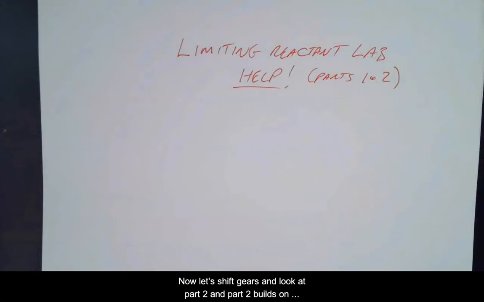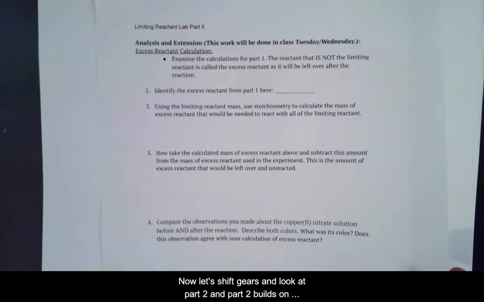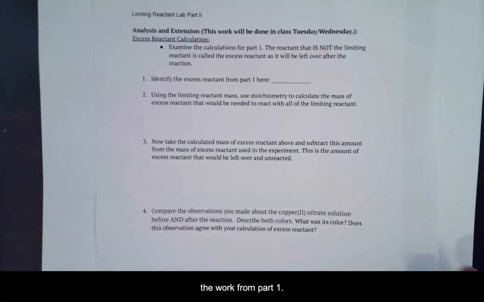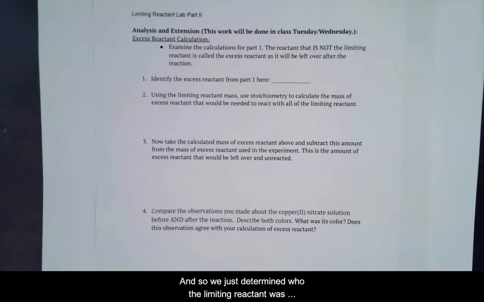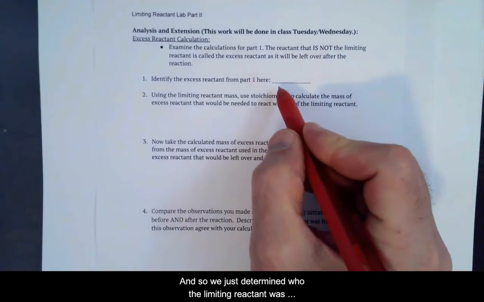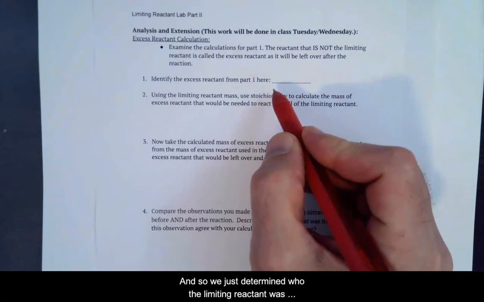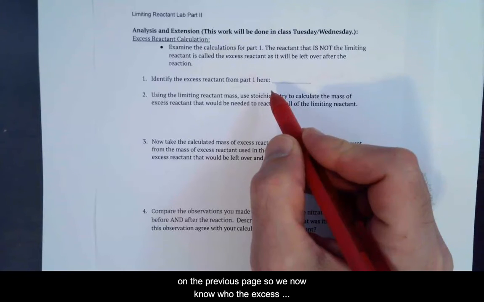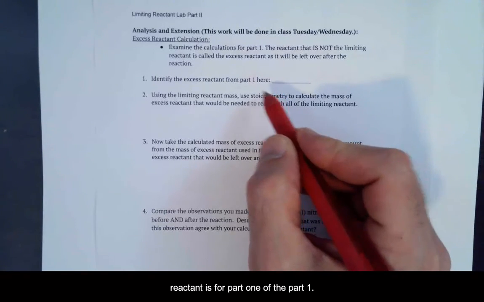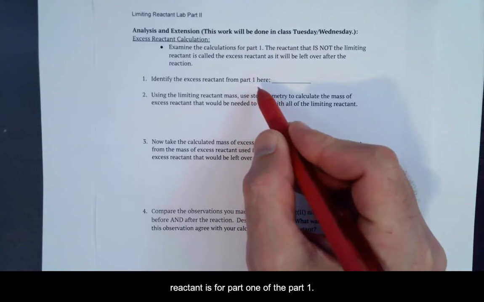Now let's shift gears and look at part 2. Part 2 builds on the work from part 1. And so again, we've just determined who the limiting reactant was on the previous page. So we now know who the excess reactant is for part 1 of the part 1 lab.